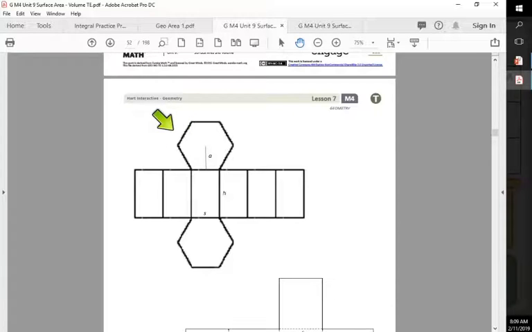This will form a hexagonal prism. What the heck is a hexagonal prism? Because this is a hexagon, it has 3 sides.